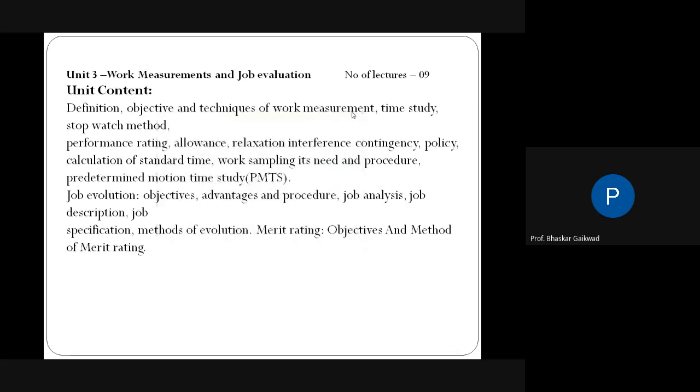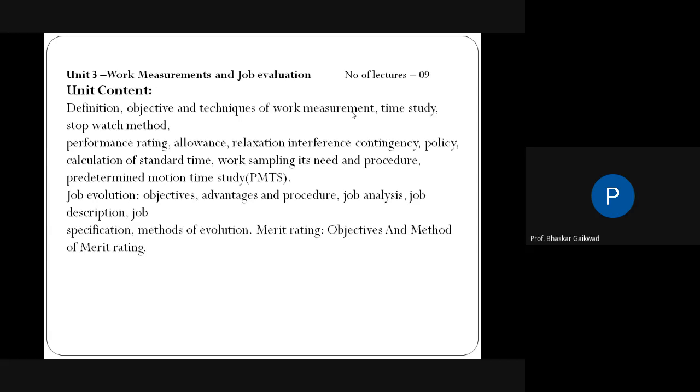Okay. Now next is work sampling, its need and procedures. Now, a lot of production is there, and it is not possible to check each and everything. Under those conditions, we can take certain samples, and through these samples, we can decide the other things related to our job. So this comes under work sampling. So we will see what the need and the procedures are.